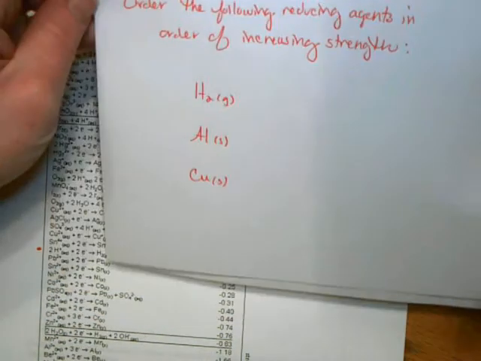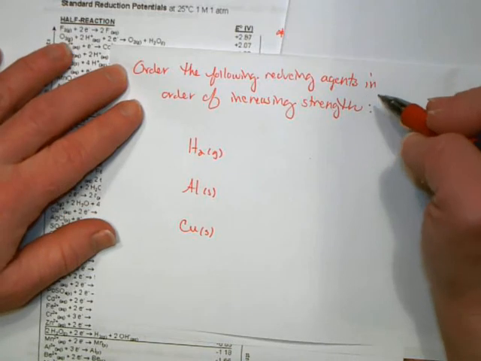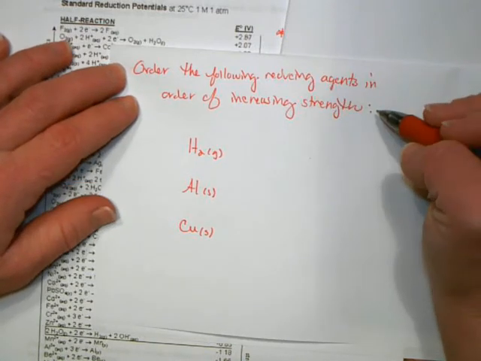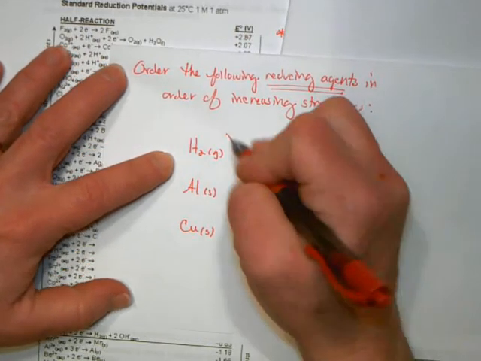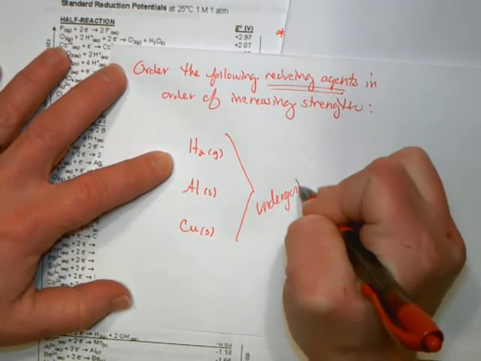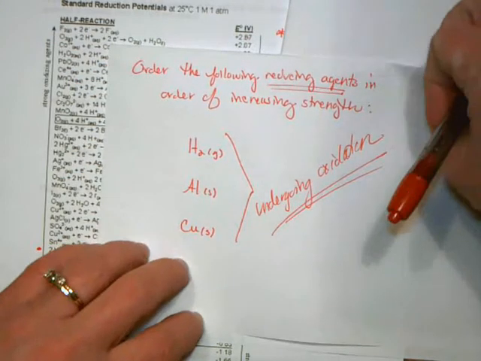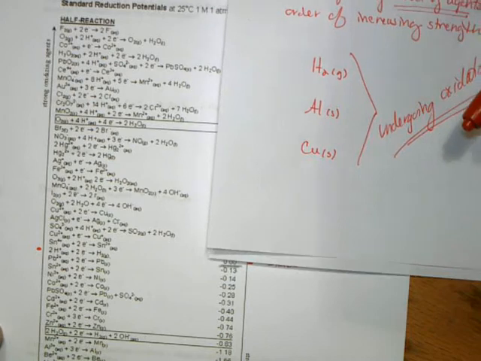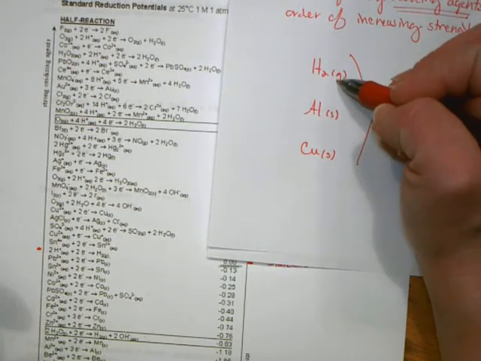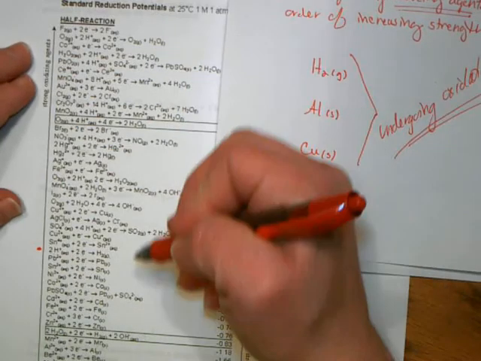Let's look at another example. What if we were asked to order the following reducing agents in order of increasing strength? So if they are reducing agents, they themselves are undergoing oxidation. All right, well, what do we do with that? Because we are just given reduction reactions. Well, what we have to find is the opposite. We have to look for hydrogen being a product or the reverse of what these reactions are.